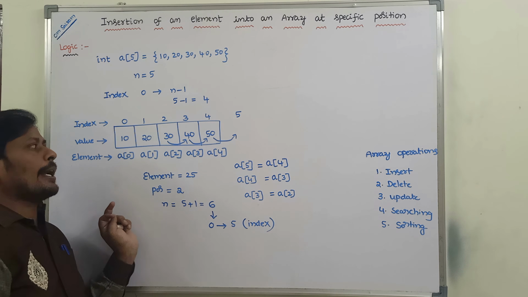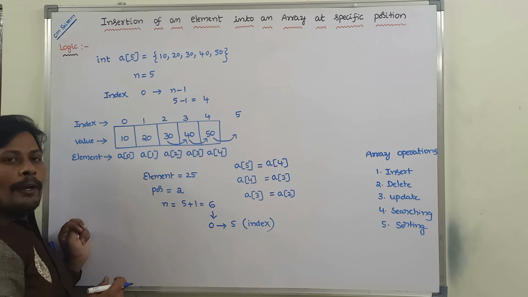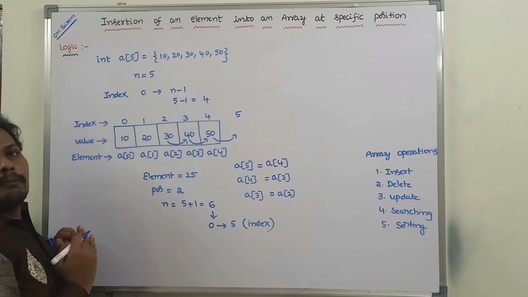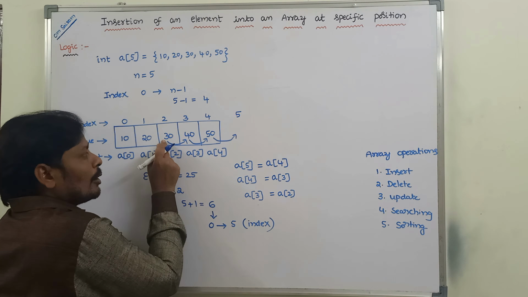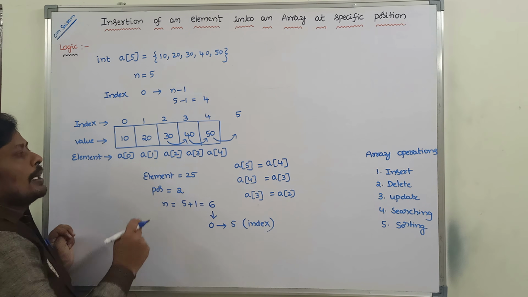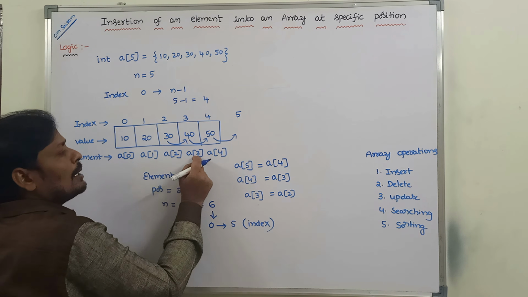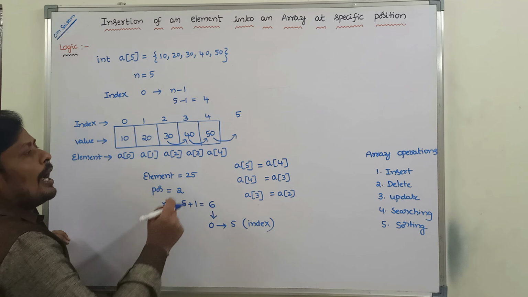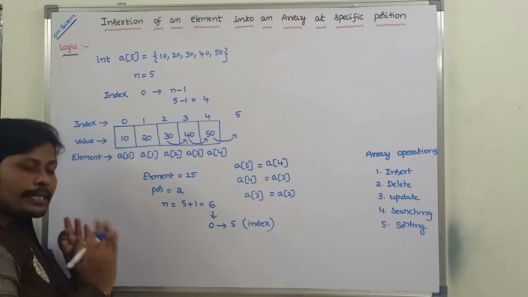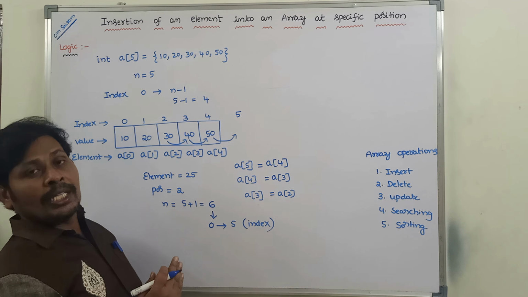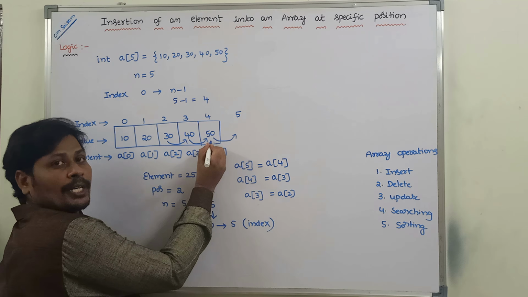One position to the right. So that we are inserting the element at position 2. From that position onwards, we are moving each element one position to the right. A of 2 can be moved to A of 3, A of 3 can be moved to A of 4, and A of 4 can be moved to A of 5. This is shifting one position to the right, starting from this position onwards.